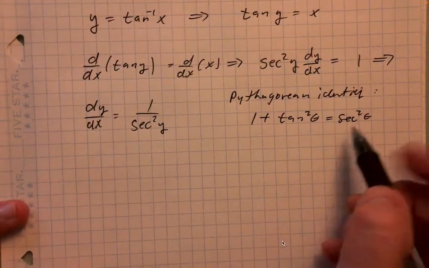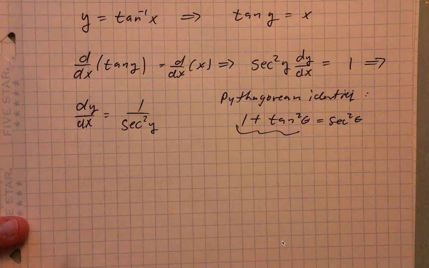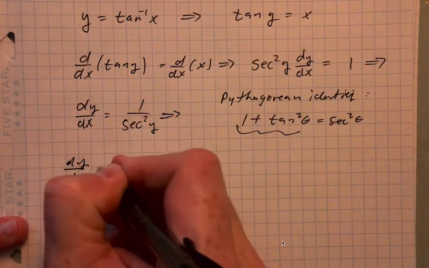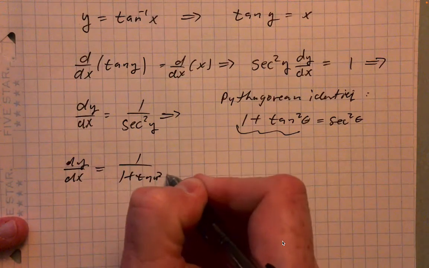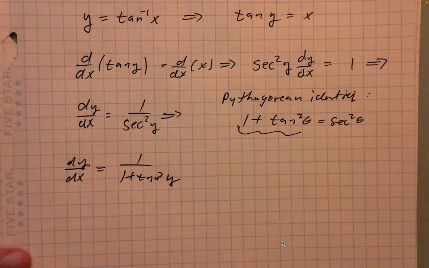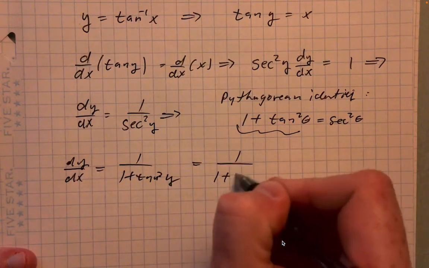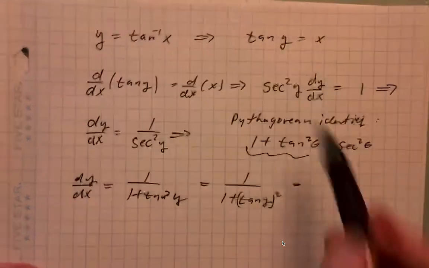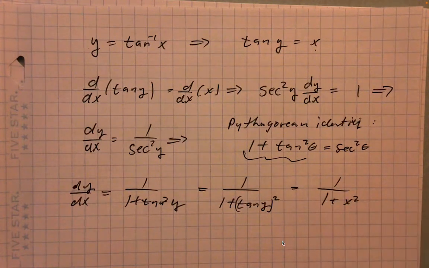And so here we can see that this guy here can be rewritten like this: 1 over 1 plus tangent squared y, right? And again, I would say it's instructive to just write it like this: 1 plus tan y quantity squared, and then we can see that that's just x. 1 over 1 plus x squared.